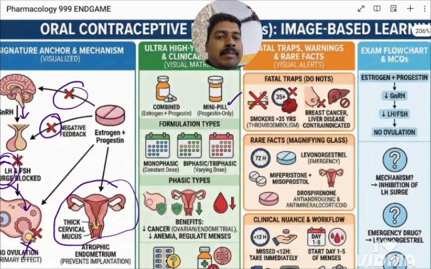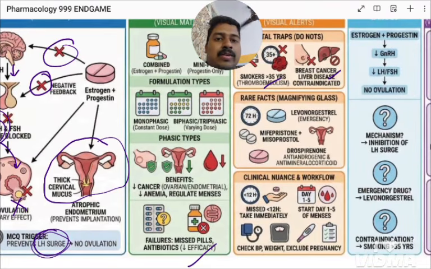Next, what are the risk factors? If the patient is a smoker and more than 35 years, then there is a risk of thromboembolism along with OCP, because OCPs promote thrombosis to some extent. And in breast cancer and liver diseases, OCPs are contraindicated because you know that there are progesterone receptor positive breast carcinomas, okay. So if you give progesterone along with that, it can cause unopposed action and actually worsen the malignancy, okay. So in case of breast cancer and liver disease, we don't give OCPs.